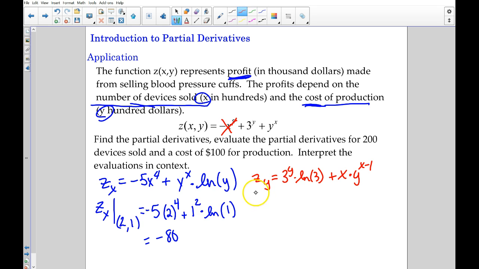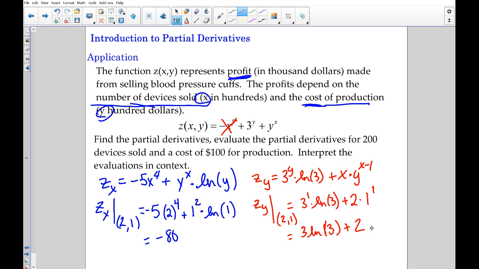I want to evaluate the other one. So this would be z sub y evaluated at the same point, 2, 1. I get 3 to the 1 times natural log of 3 plus 2 times 1 to the 2 minus 1, or 2 to the 1. So this would just be 3 natural log of 3 plus 2.